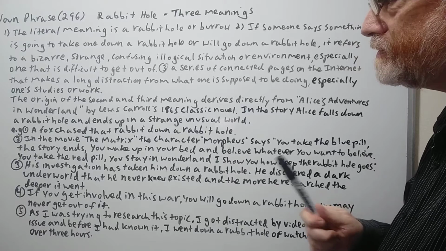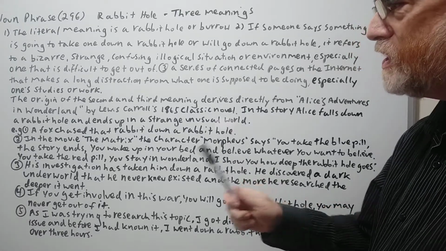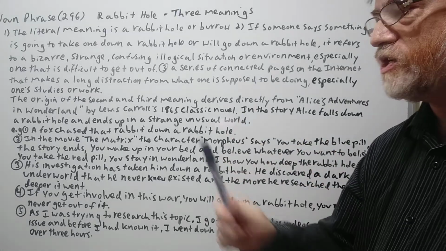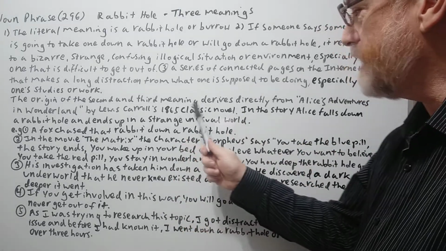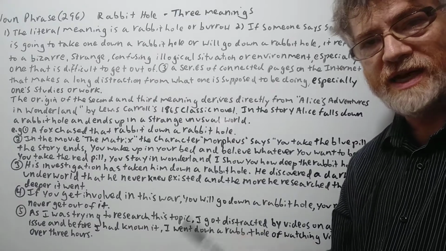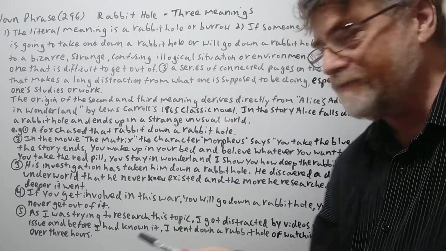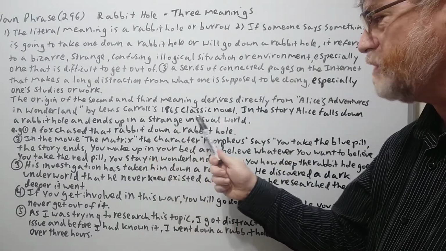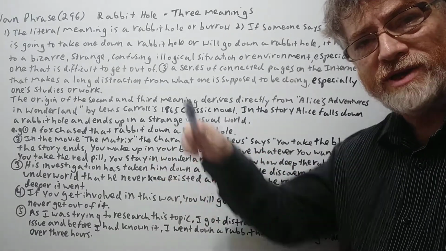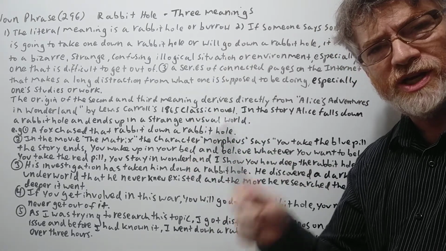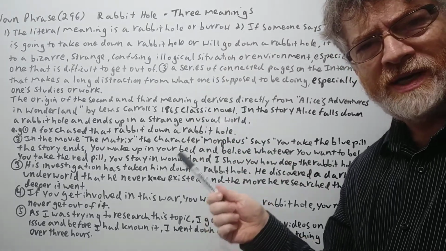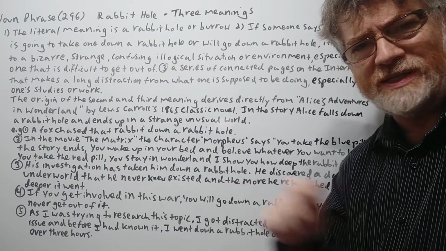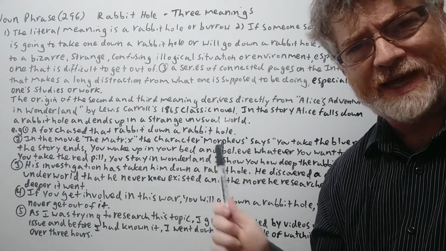Okay, good. Let's continue. The origin of the second and the third meaning derives directly from Alice's Adventures in Wonderland, Lewis Carroll's 1865 classic novel. So this is the story of Alice in Wonderland. In the story, Alice falls down a rabbit hole and ends up in a strange, unusual world. So now you can see the connection to the strange, unusual world, a world that you never imagined was there, or that existed, or that was illogical, doesn't seem to make any sense.